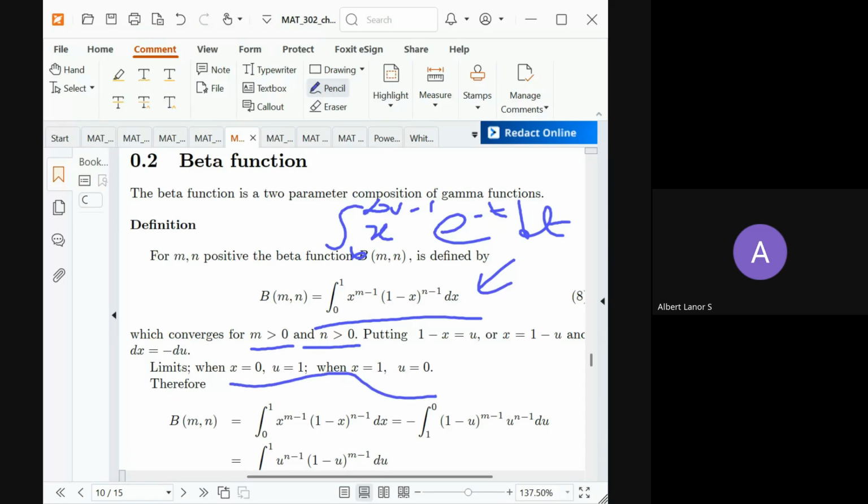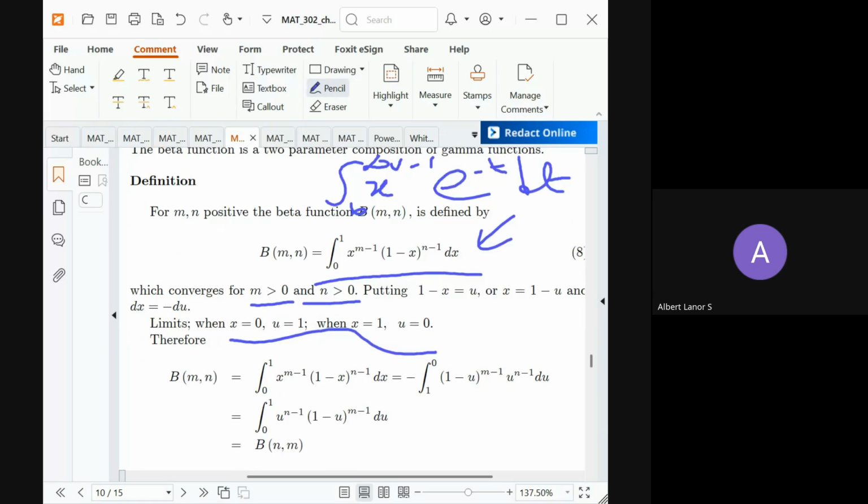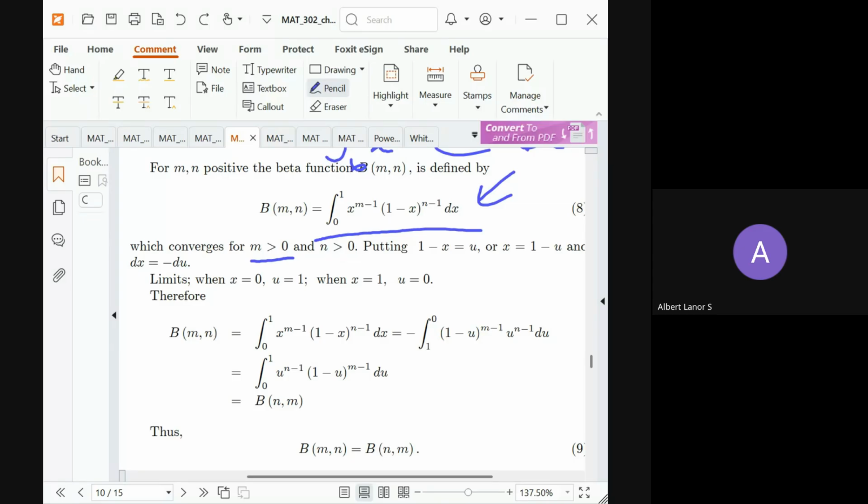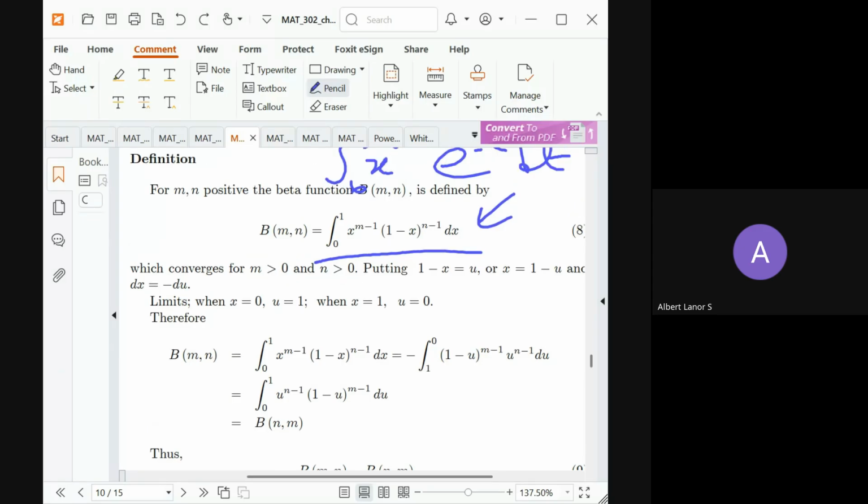So we're going to do the change of subject. Now, to show that for the beta function, you set 1 minus x to be equal to u. Now, when you do that, your x is 1 minus u. So if you do that, you have (1 minus u)^(n minus 1) u^(m minus 1) du. Now, if you rewrite that properly, you have u^(m minus 1) (1 minus u)^(n minus 1) du.